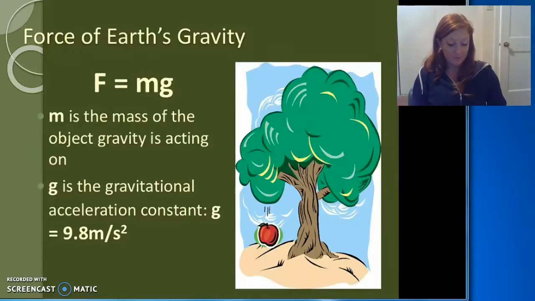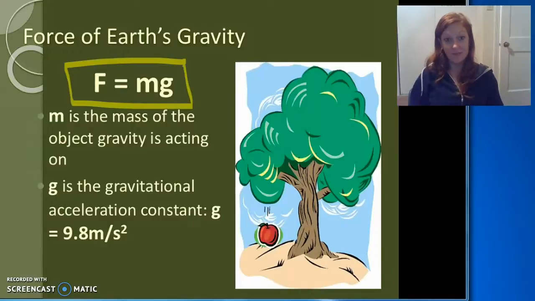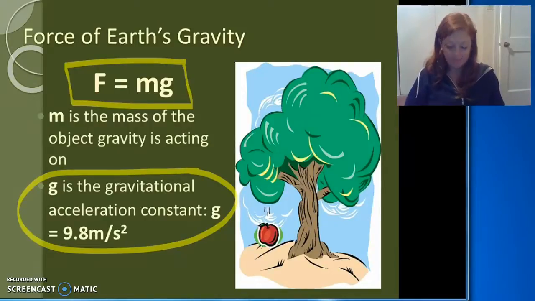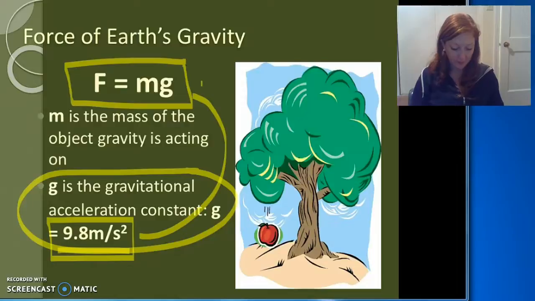So this formula here might look familiar, and it was F equals ma, but if we're talking about gravity, we just use this constant g for our acceleration, and it's just this number, 9.8 meters per second squared, that we plug in to our formula for acceleration. So make sure you copy that down.